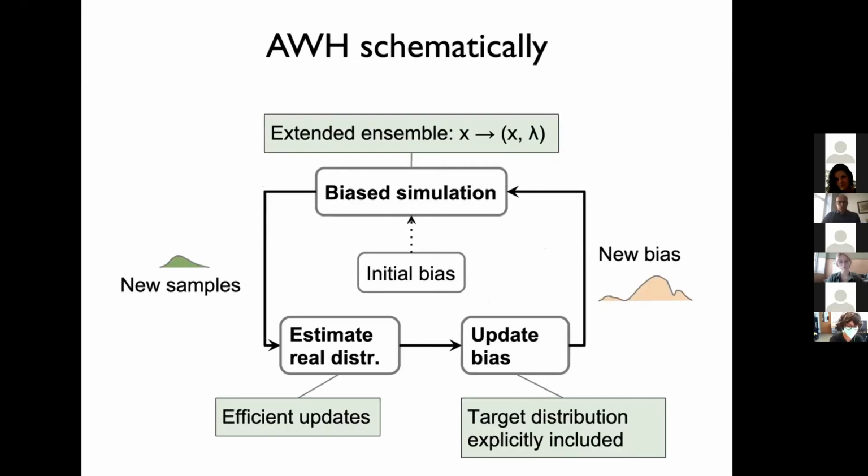What we do is we start out with some initial bias that we put into the system, which initially is flat if you don't know anything, or if you know something, you can put that in. Then you run a simulation, which is then biased. So you get samples out of this, of the distribution along the reaction coordinate. Then from this, you can estimate the actual distribution, since you assume that you should get the target distribution that you put in, but you didn't get that. You get this green curve, whereas you wanted, for instance, flat.